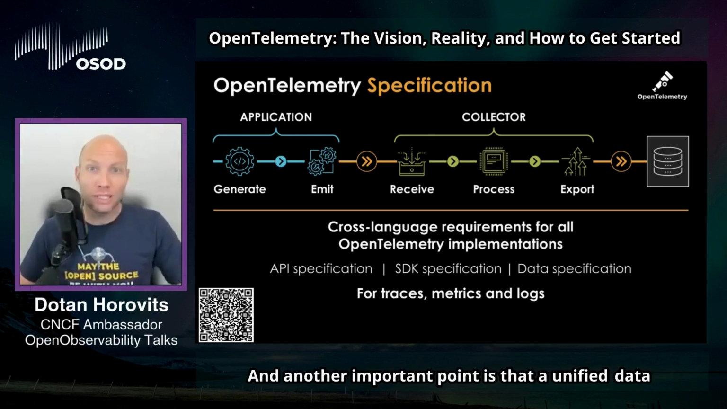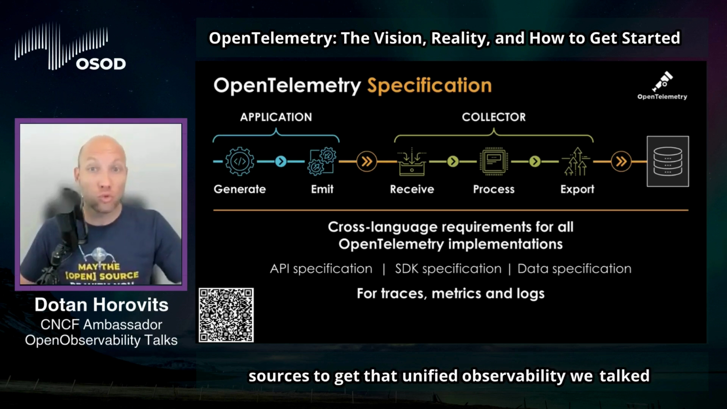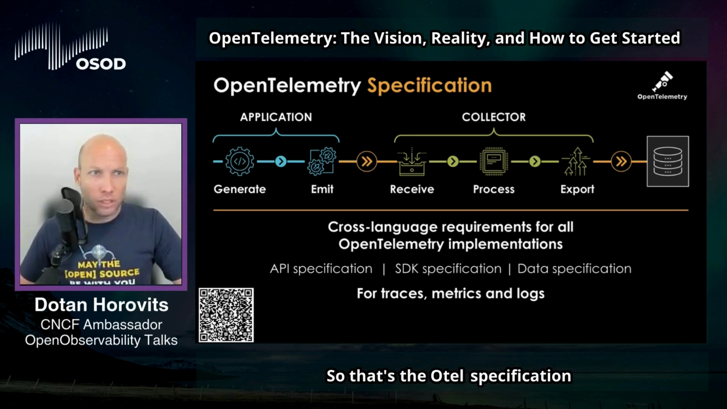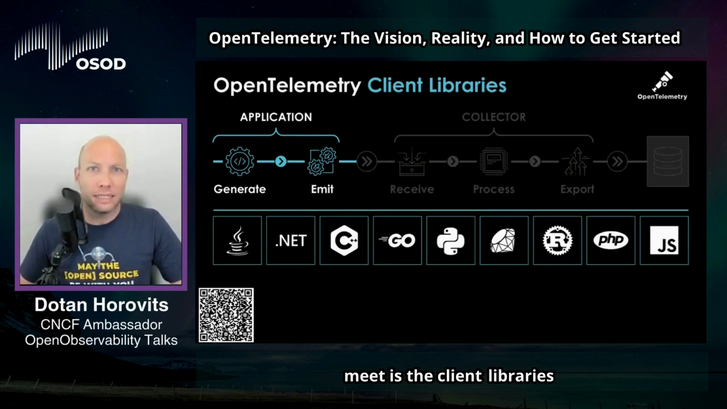And another important point is that a unified data specification and semantic conventions will also enable correlation across the signals and across the sources to get that unified observability we talked about before. So that's the OTel specification. And now the first component that you're likely to meet is the client libraries.